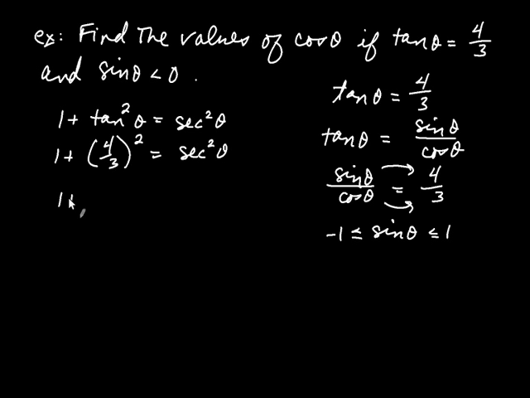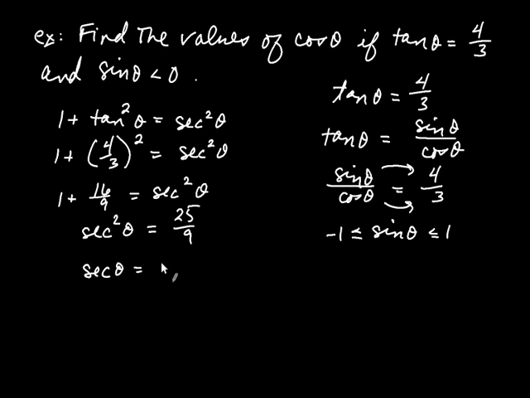And I've got 1 plus 16/9 is the square of secant. So once again, I get secant squared, and when I add these together, I get 25/9. Okay, that's 1 plus 16 over 9. Now we're going to make use of the square root property. So secant of theta is positive or negative the square root of 25 over 9. Now once again, we have to decide between the positive and the negative, so we need more information.